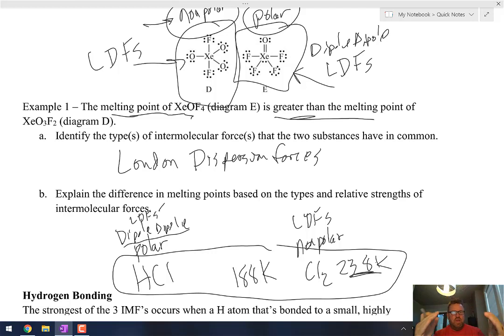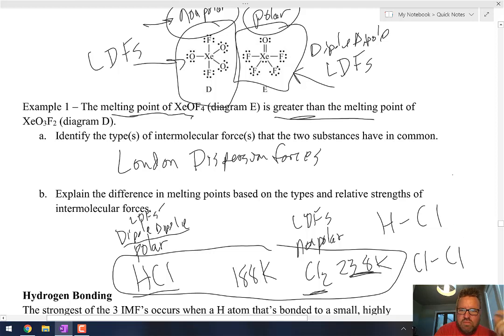Okay, and that means you have to go back to the thought process of what affects London dispersion forces. One of those things, certainly the surface area is not much difference between those two. You've got HCl and Cl2. Okay, surface area almost exactly the same. Okay, so what's the other thing that affects London dispersion forces? Is the size of the electron cloud.